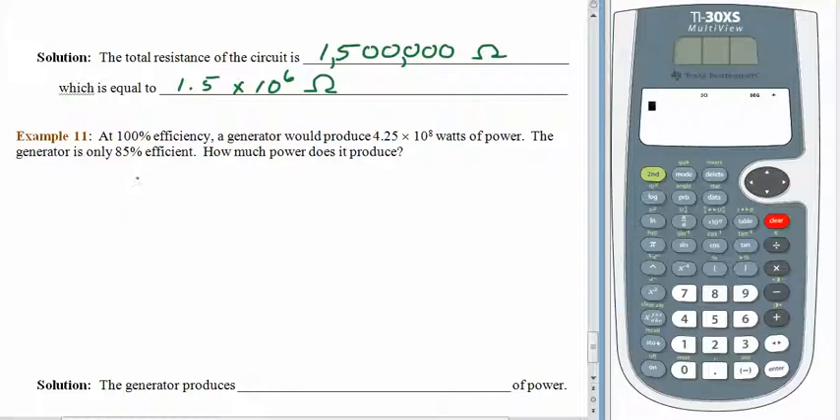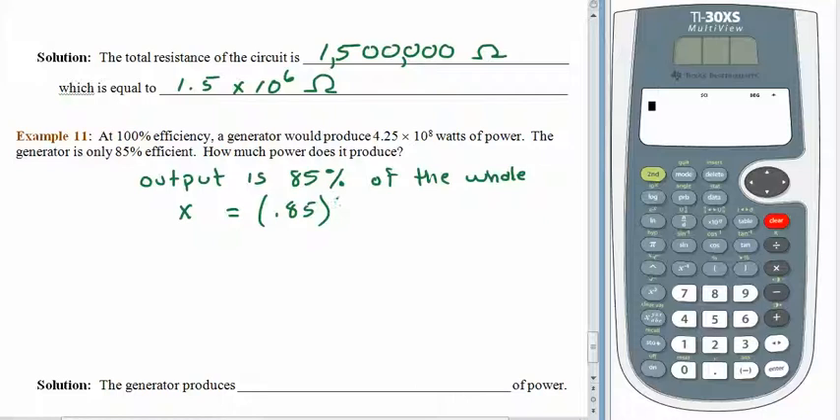You already know that we can use a word equation to talk about this: the output is 85% of the whole. The output is what we're looking for. Is turns into equals. 85% is 0.85. And the whole, 4.25 times 10 to the 8th. All right, and that's all there is to it. This one we didn't even have to do any algebraic manipulation. We just want to multiply. Okay, so here we go.